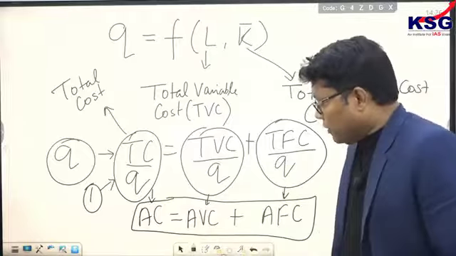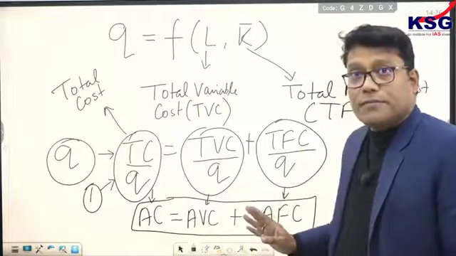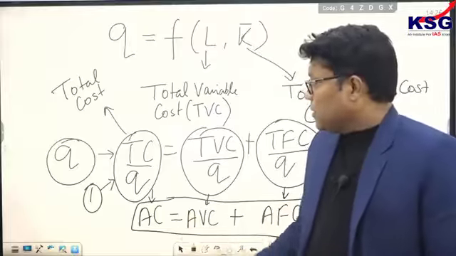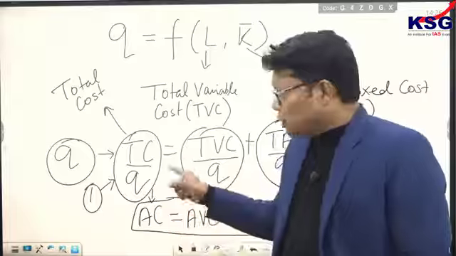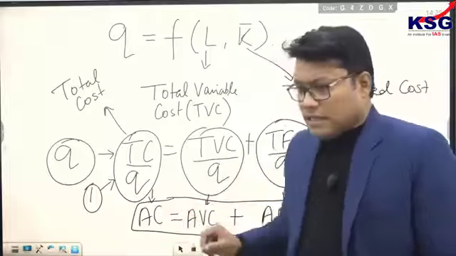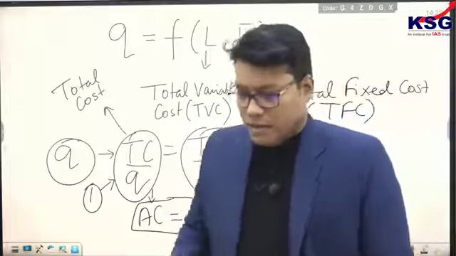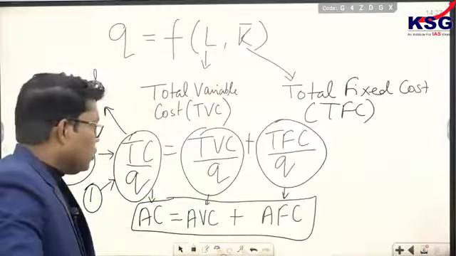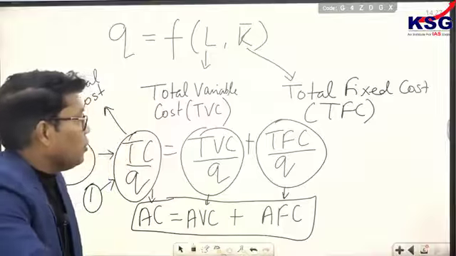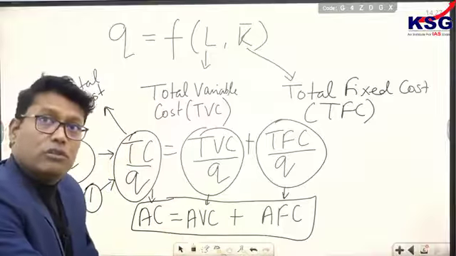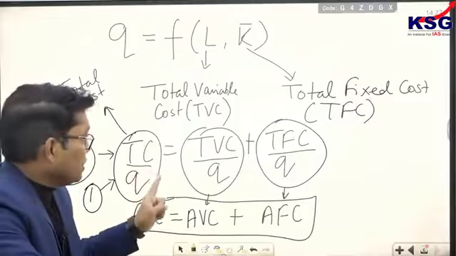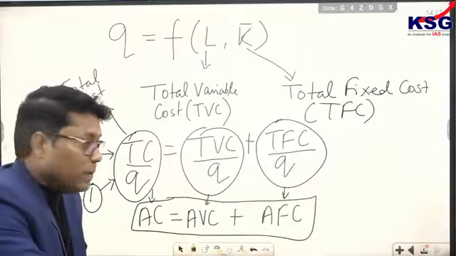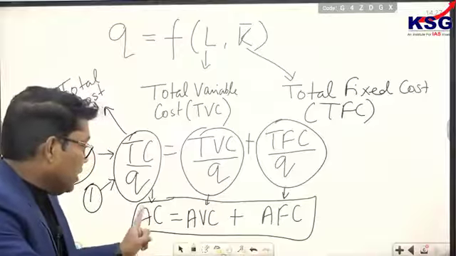Average cost is equal to average variable cost plus average fixed cost. Please write AC, average cost. In one line, first write total cost. Total cost is the sum of total variable cost and total fixed cost.